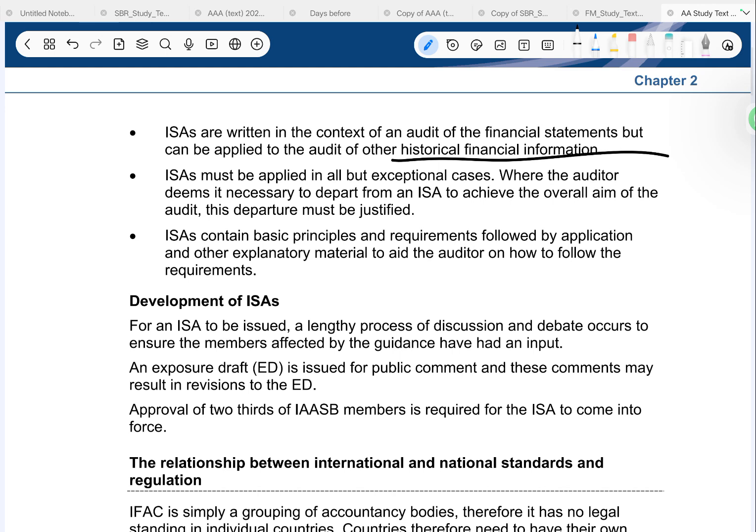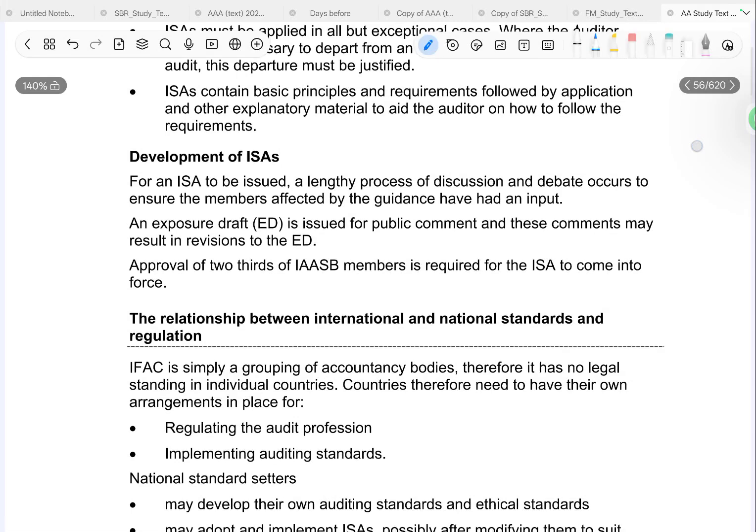Now, let's also quickly look at how ISAs are structured. Each ISA usually contains three main components. First, the basic principles and requirements. These are core rules that auditors must follow during the audit. Second, the application material. This section provides practical guidance on how auditors should apply those requirements in real situations. And third, additional explanatory material which helps clarify the intent behind the requirements. This structure makes the standards much easier for auditors to understand and apply in practice.